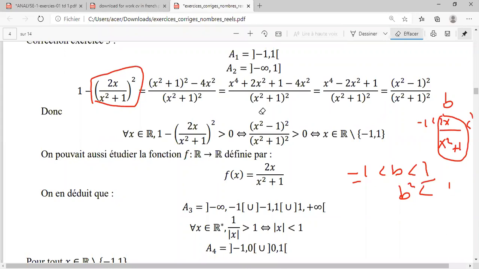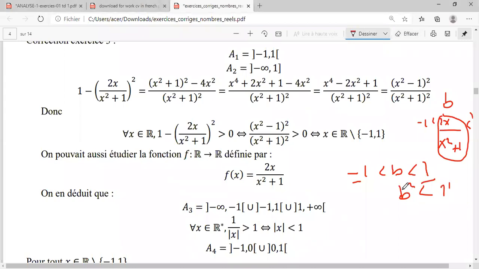So I wanted to simplify this equation that I'm having here. I suppose the expression that I'm having here is b. So we have -1 is less than b, and 1 is greater than b. Positive 1 is greater than b. This here is the same as saying b squared is less than 1.